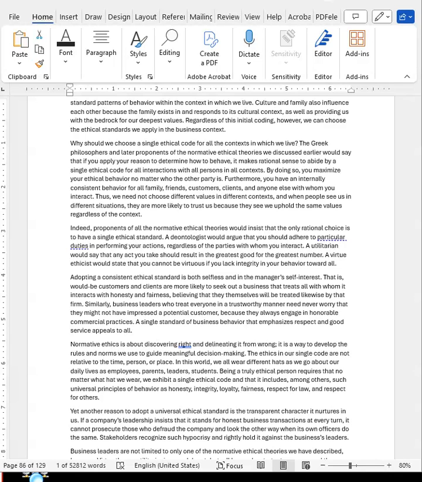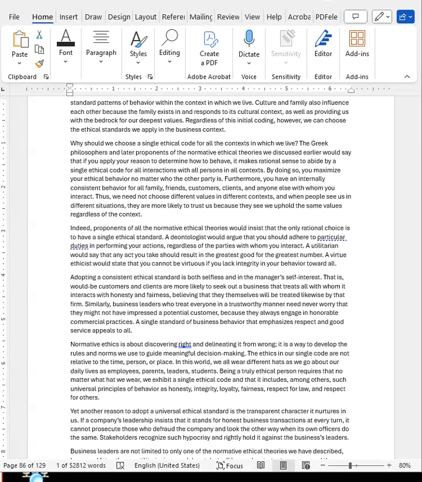Culture and family also influence each other because the family exists in and responds to its cultural context, as well as providing us with the bedrock for our deepest values. Regardless of this initial coding, however, we can choose the ethical standards we apply in the business context. Why should we choose a single ethical code for all the contexts in which we live?